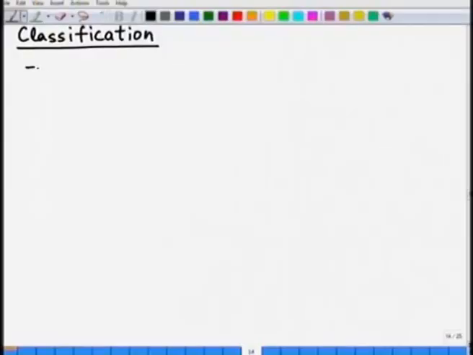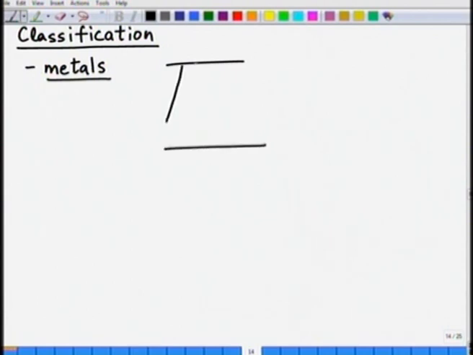So, let us start looking at classification of materials. First, we are going to define metals, of course. I am just repeating what we did in the previous lecture as well. What we have in metals, we found, is that we had continuous energy levels available.